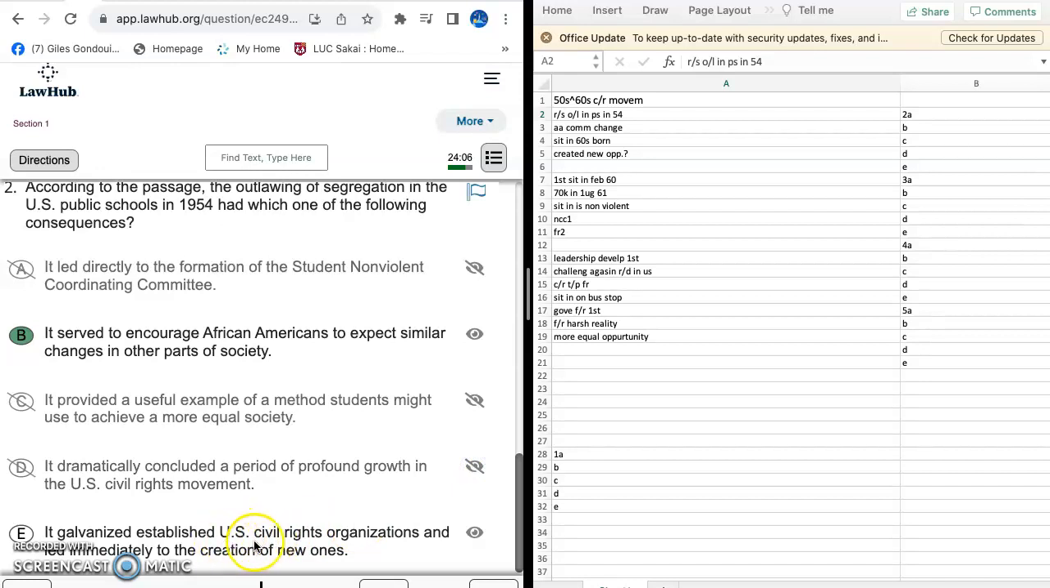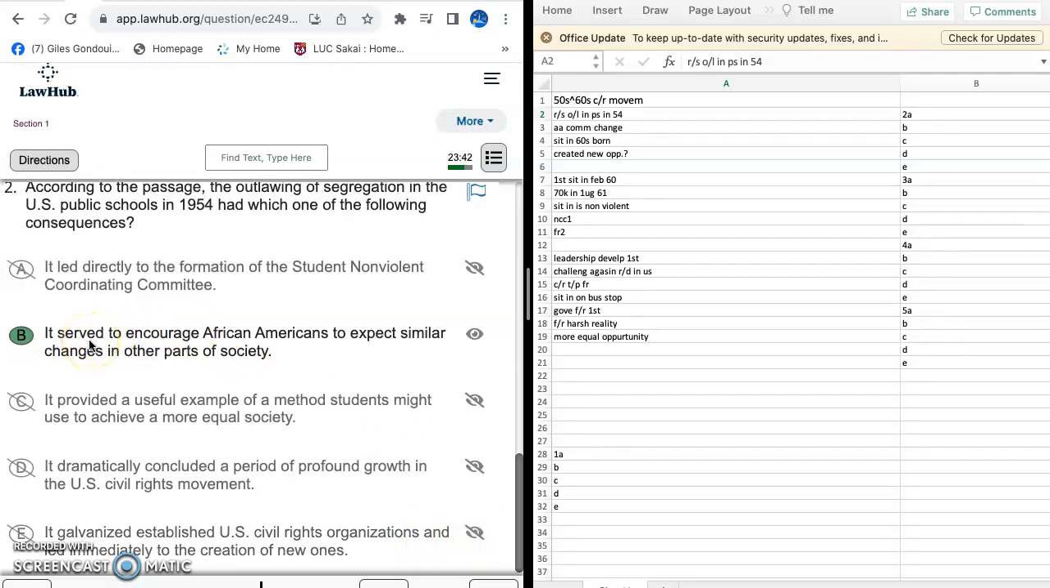It galvanized established U.S. civil rights organizations and led immediately to the creations of new ones. It didn't really say in this article that it shocked or that it excited the U.S. civil rights organizations, or put them into a position of shocked. So let's eliminate that one.